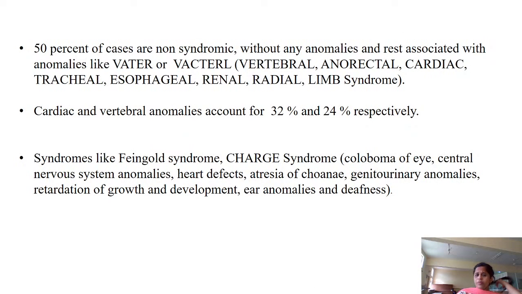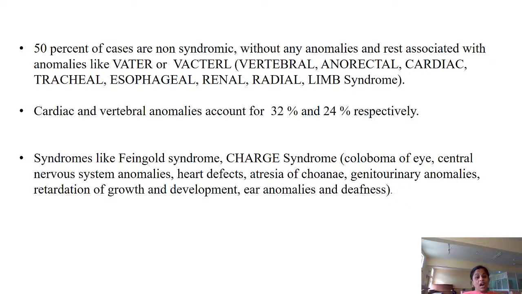So it is a process of maldevelopment. Now, 50% of cases are non-syndromic, without any other anomalies, and the rest are associated with anomalies like VATER or VACTERL. VACTERL is a very common syndrome associated with esophageal problems, especially esophageal atresia or tracheoesophageal fistula. VACTERL stands for vertebral, anorectal, cardiac, tracheoesophageal fistula, renal, and limb anomalies. Cardiac and vertebral anomalies account for 32 and 24% respectively.